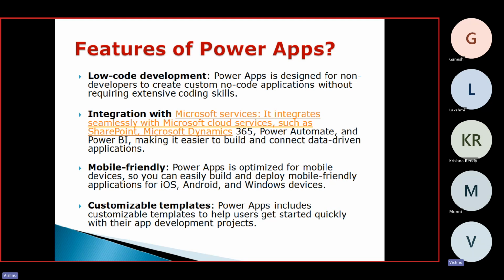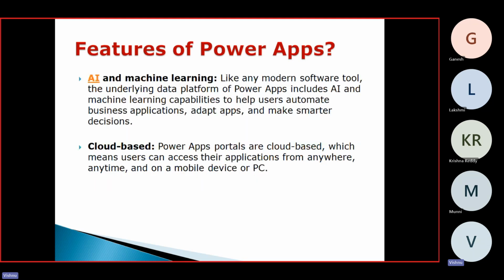Then customizable templates. Power Apps includes customizable templates to help users get started quickly with their app development process. Templates are already available. By using those templates, you can create a Power App. Then AI and machine learning, like any modern software. What is the meaning of AI? Artificial intelligence. You can develop Power Apps by using artificial intelligence and machine learning concepts.